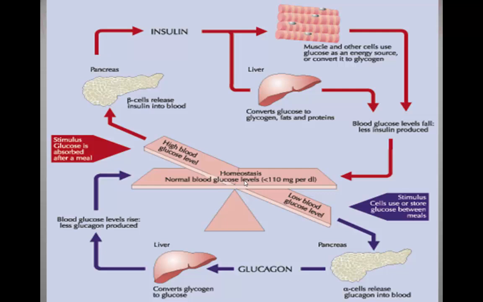If on the contrary the patient is hypoglycemic, then the pancreas will stimulate the alpha cells to release glucagon, and the glucagon will convert the glycogen stored in the liver into glucose by glycogenolysis, increasing the blood glucose levels.